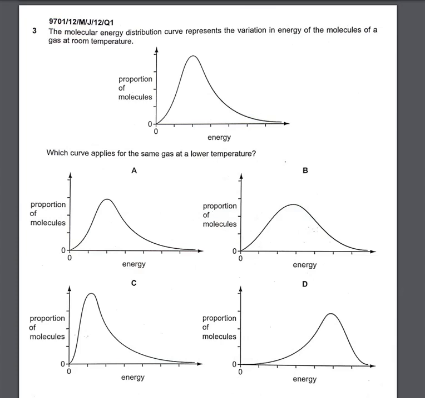The molecular energy distribution curve represents the variation in energy of the molecules of a gas at room temperature. Which curve applies for a gas at a lower temperature? Now this is same as the graph in question number 1. There would be more molecules possessing lower energy, and there would be lesser molecules possessing higher energy because you have now lowered the temperature. So this is simply C. This is similar to question number 1. You can see it if you want to beautify your concept.